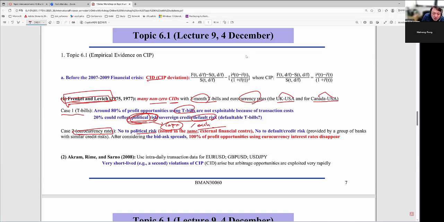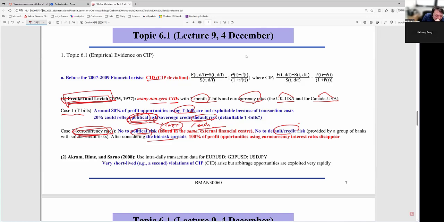When you borrow dollars in London, you borrow from a bank with good credit risk. And when you lend dollars in London, you lend dollars to a bank with good credit. So similar default risk, same political risk, because everything is happening in London. So you don't have to worry about this kind of risk for the euro currency rate. We just need to take into account the bid-ask spread. After the Franklin and Rebick paper, every paper used the euro currency rate to talk about CIP violations.